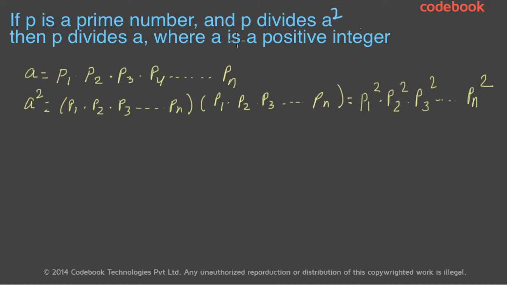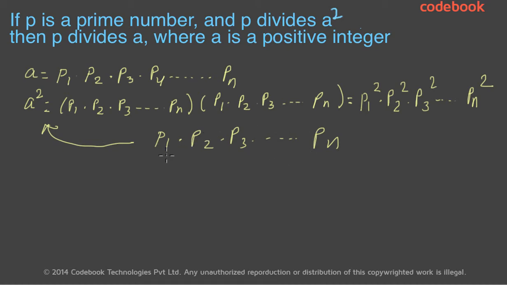So we have been given that p divides a square. Based on the fundamental arithmetic theorem, we know that every composite number can be expressed as a product of primes, and this factorization is unique apart from the order in which these primes appear. Based on that uniqueness, we can state that the prime factors of a square are p1, p2, p3, so on to pn. But we have been given that p divides a square, so p must be one of the prime factors that are represented over here.